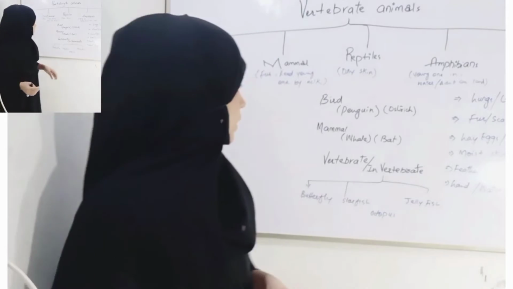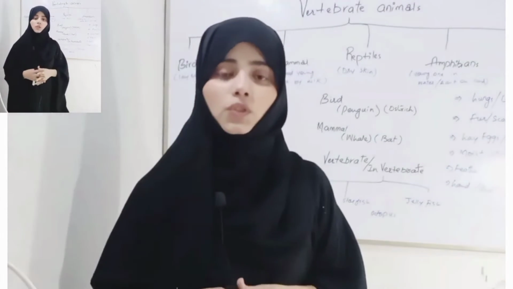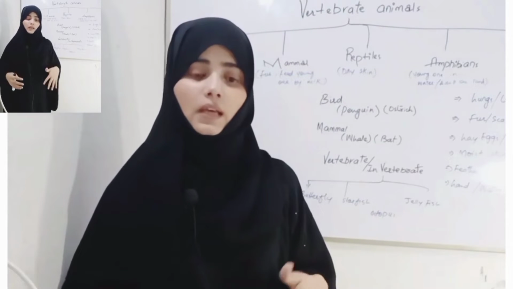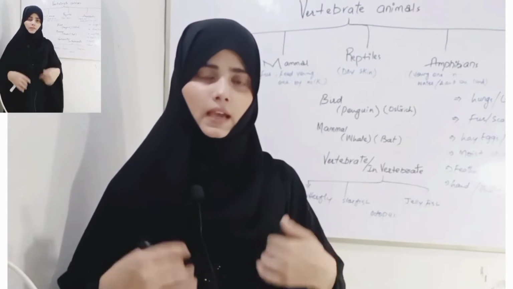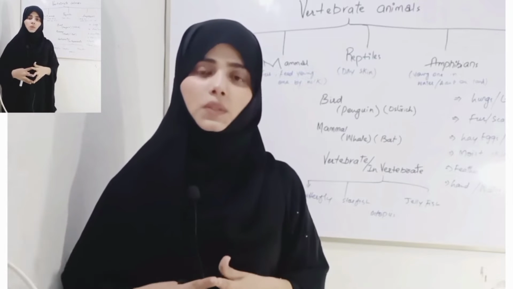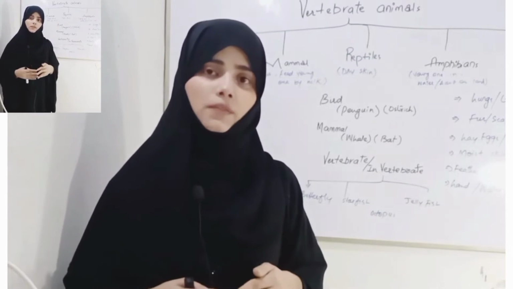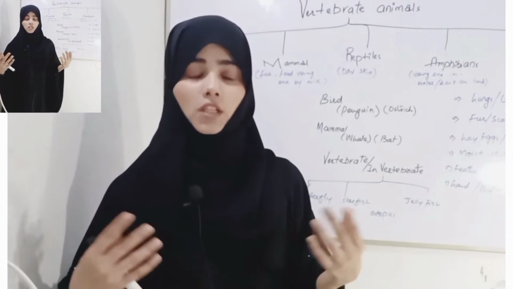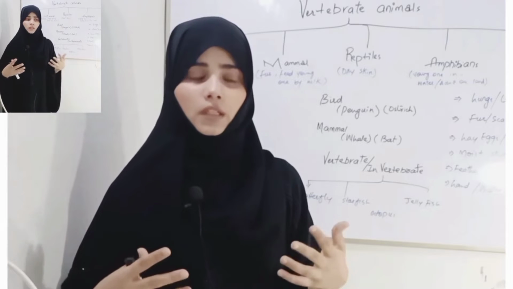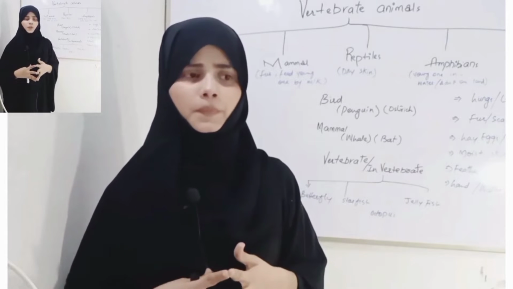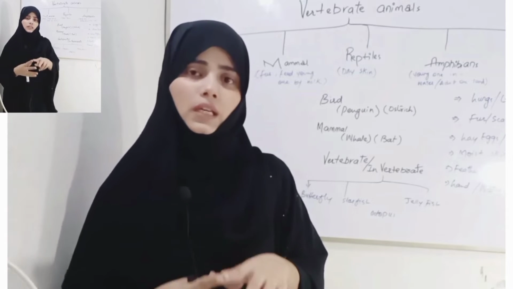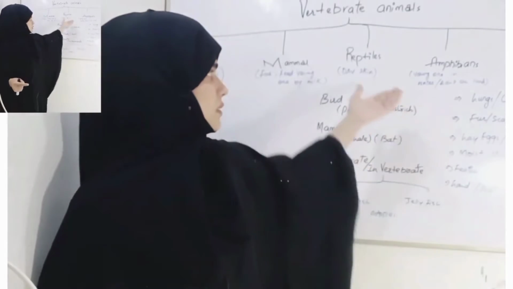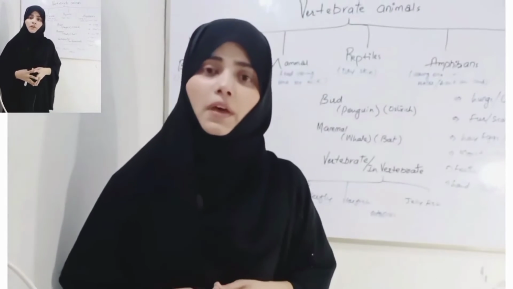They feed their young ones by milk. So these are the characteristics of mammals. Mammals have lungs, birds have lungs. That is why they cannot live inside the water. There are a few animals like the frog that have both things, they have lungs as well as gills. So this is the third group of vertebrate animals.